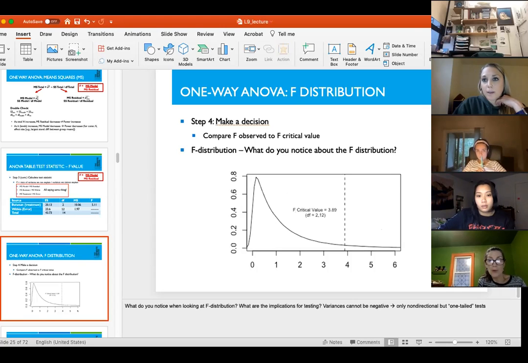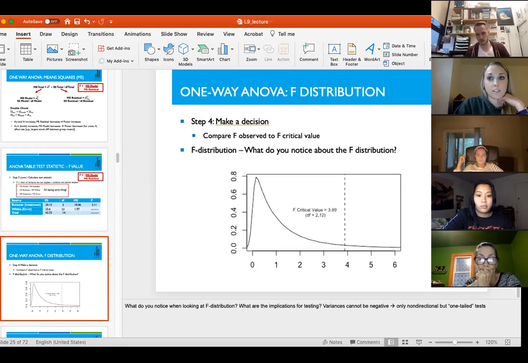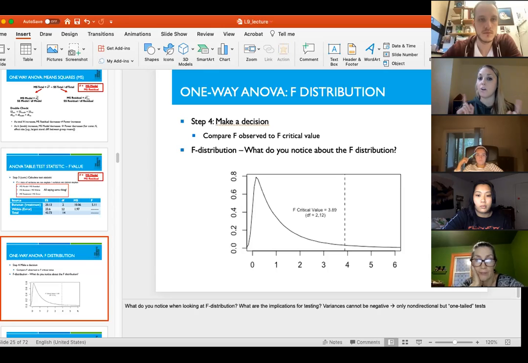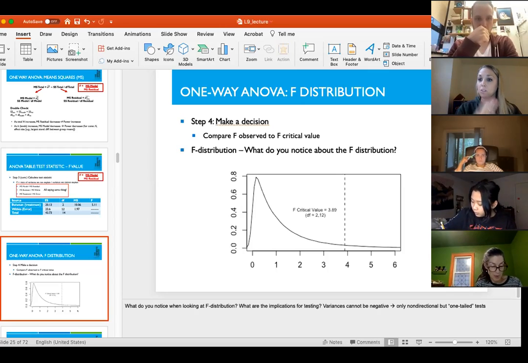So what do you notice about this distribution relative to our T and Z distributions that we've had before? It's skewed. Yes, it's skewed which way? Right. It's always skewed positive because there are no negative values, because the F distribution is the T distribution squared. So our values naturally are going to be higher.